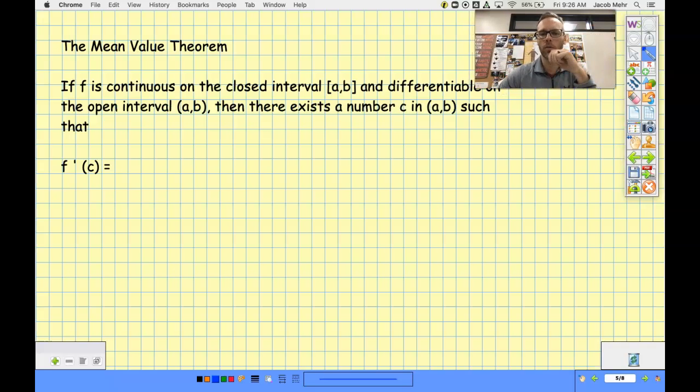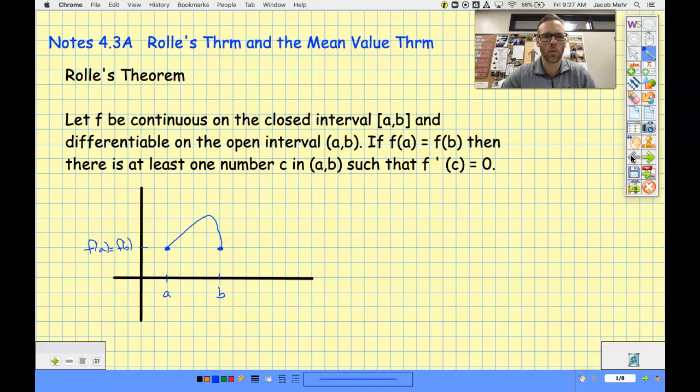It's called the mean value theorem. And when you read the mean value theorem, if f is continuous on the closed interval [a, b] and differentiable on the open interval (a, b), that starts the same as Rolle's theorem. Then it says there exists a number c in (a, b) such that f prime of c equals what? When we compare this to Rolle's theorem, we notice that there's something missing. They look very similar, but there's something missing in the criteria of the mean value theorem that was in Rolle's theorem, and that's the part where f of a equals f of b. So we've removed the requirement that a and b have to have the same y values.